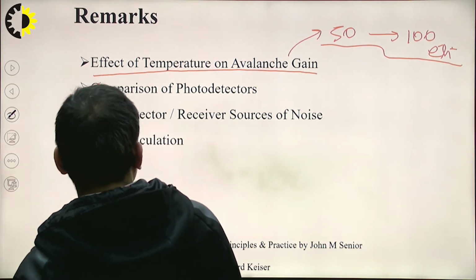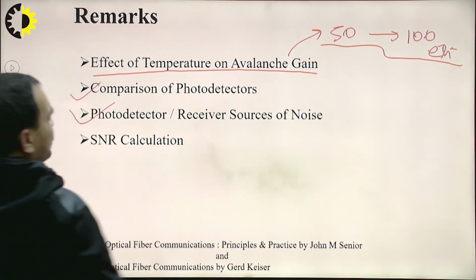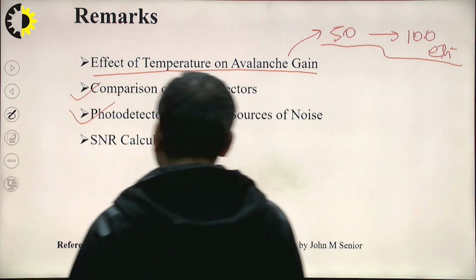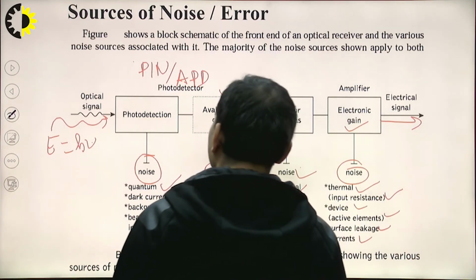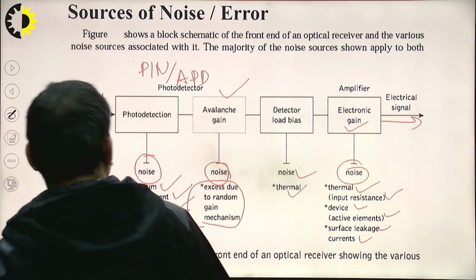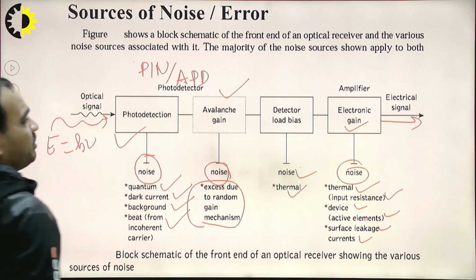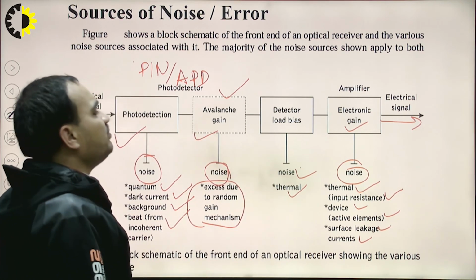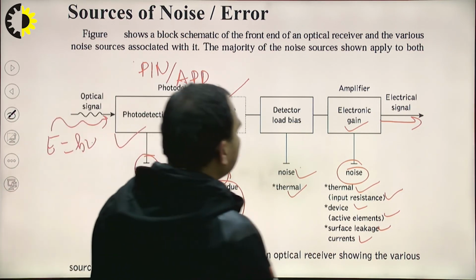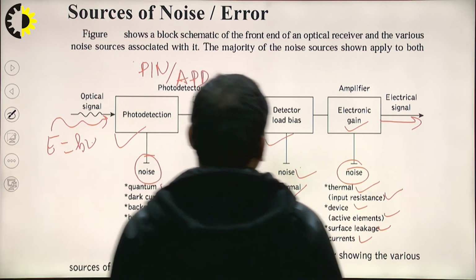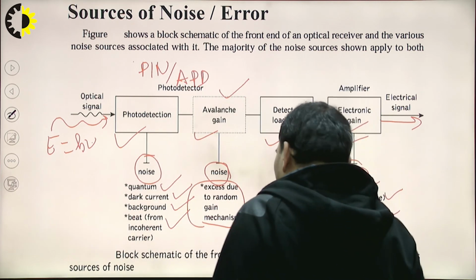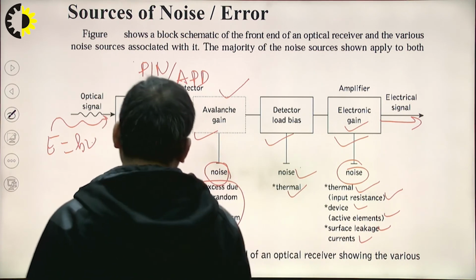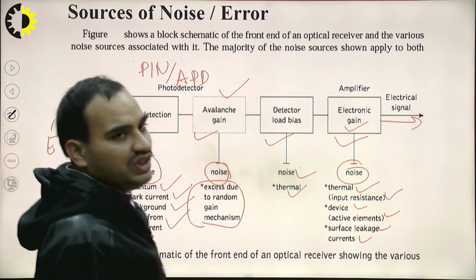Next, we discussed the photodetector or receiver sources of noise, the different noise present in the receiver. We have seen the different noise. It may be during the photo detection. If you are using the avalanche photodiode, we have the avalanche gain. If we have the detector load bias, then the thermal noise will be there. If it is an electronic amplifier, then again noise is there. So noise is present in each and every block of the system.